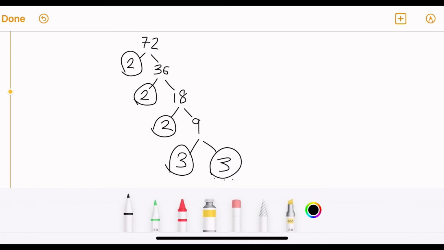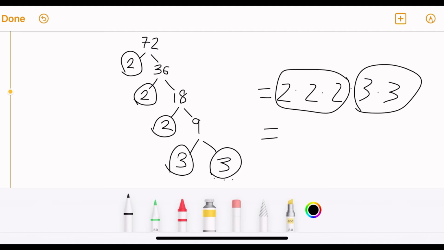So we're going to write it all together. 2 times 2 times 2 times 3 times 3. Now this looks a bit long and more complicated. We must write it in index form, that is putting all the 2's together and 3's together. So 3 2's multiplied together will give us 2 to the power 3, times 2 3's multiplied together will be 3 squared. And our final answer should always be in index form. And that's pretty much it with prime factors.